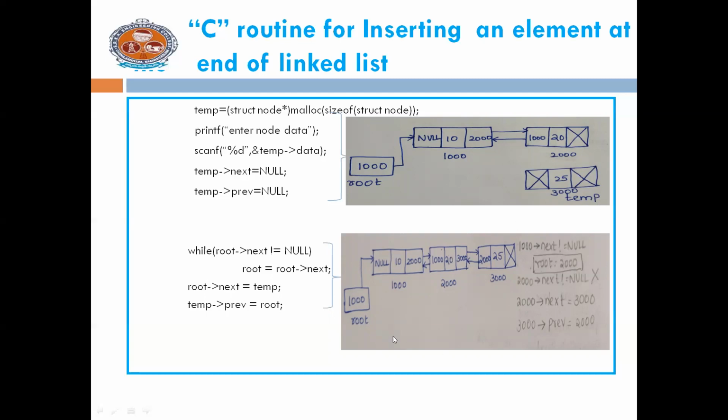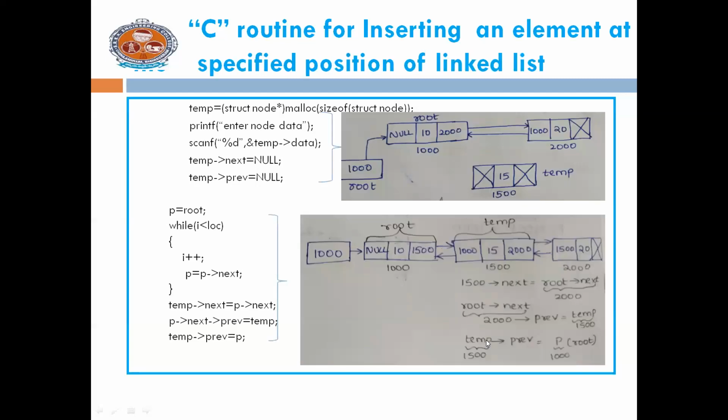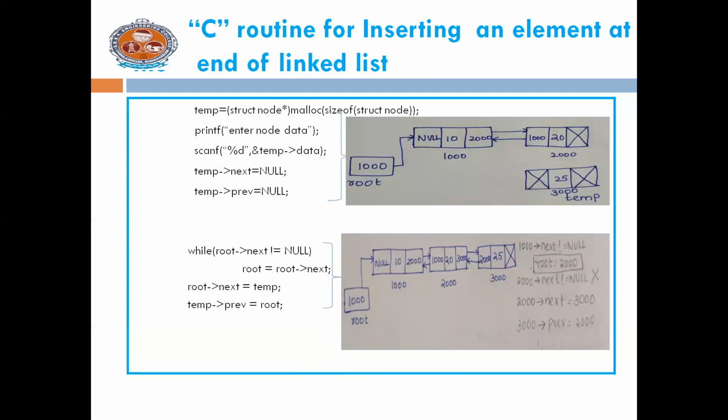Here the actual scenario comes. Whenever you want to insert a new node at the end of the linked list, you have to traverse from the beginning to the end. You know you have reached the end of the list when you encounter that root next value is null. So I have written a condition here: while root arrow next is not equal to null, that states that there is another node for you to traverse.